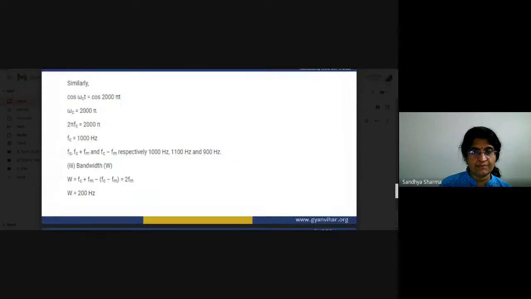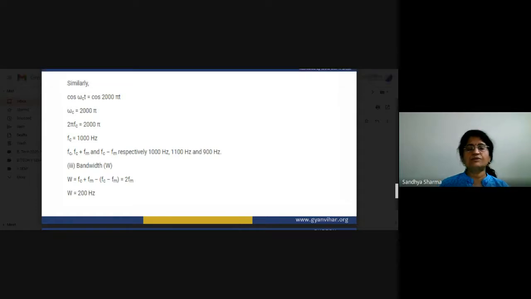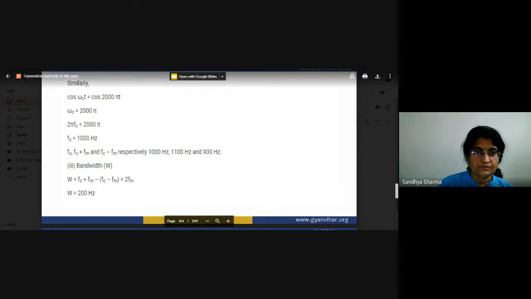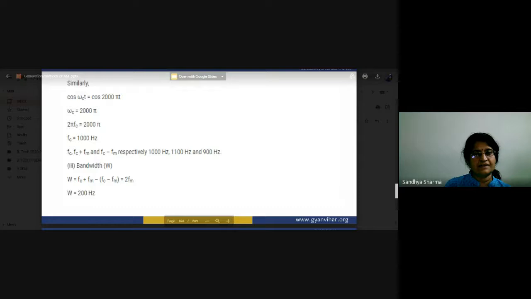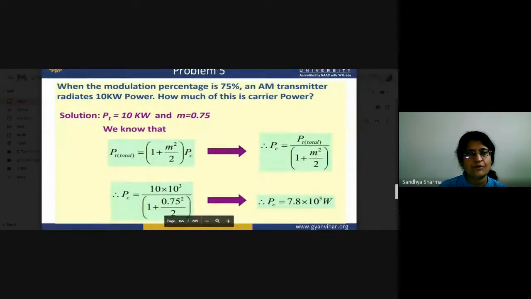Now similarly, as we have to see here, first of all we have to calculate the modulating signal frequency and modulation index. Now what will happen? That is equal to Fc plus Fm and Fc minus Fm, which means you have to calculate the upper sideband and lower sideband spectrum. The difference of the spectrum is the bandwidth, that is equal to 2 Fm. So by using Fm, the modulating signal frequency, we can calculate the bandwidth of amplitude modulated signals. Now we will switch to problem number 4.